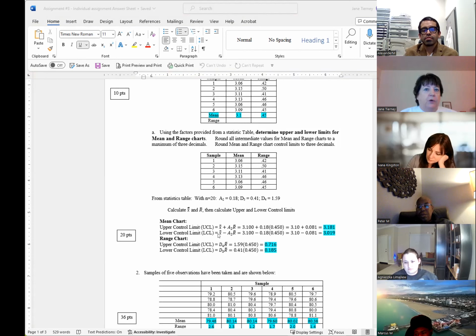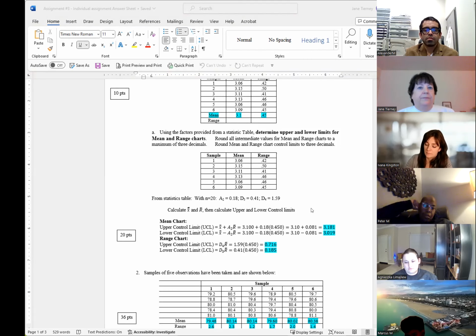And then for the lower control limit, we take the same numbers, we just subtract the A2 times R bar number from the X double bar. So 3.1 minus the 0.18 times 0.450, and that ends up being 3.1 minus 0.081, which is 3.019. So it's just a matter of knowing the formula, and the formula is given.